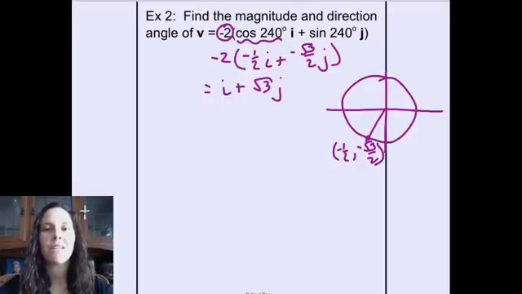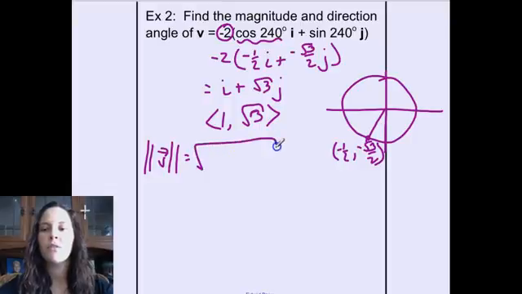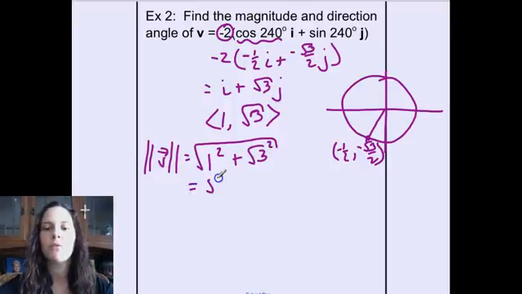This will help give us the magnitude and the direction. To find the magnitude, we'll put this in component form. Our x component is 1, the multiplier of i, and our y component is the square root of 3, the multiplier of j. Finding the magnitude of vector v, substitute those into the distance formula. 1 squared plus the square root of 3 squared gives us 1 plus 3, or 4. The magnitude of this vector is 2.